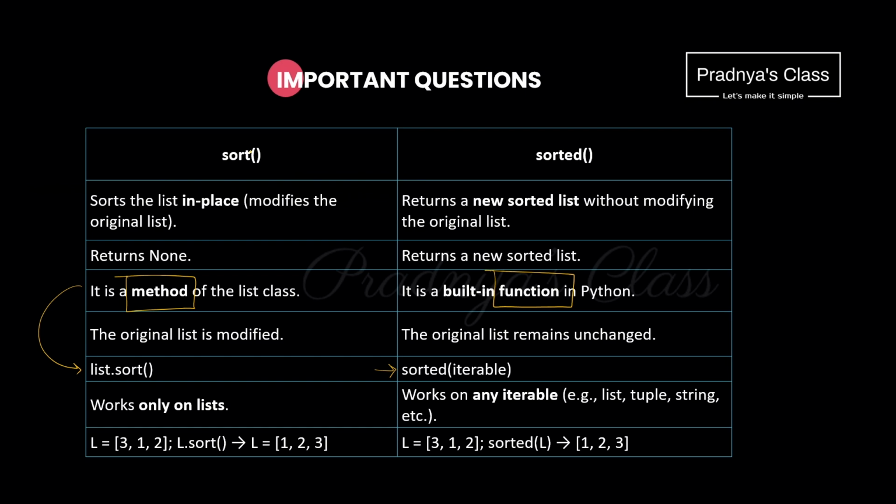Alright, now let's look at the usage. It sorts the list but in place. It means it will modify the original list. But in the case of the sorted function, it will create a new sorted list. It will not modify the original one. We know that the sort method modifies the original list, that's why it will not print anything. We need to print the original list to check the changes. But we know the sorted function creates a new list, so we can print it. There are some more differences, you can go through it.